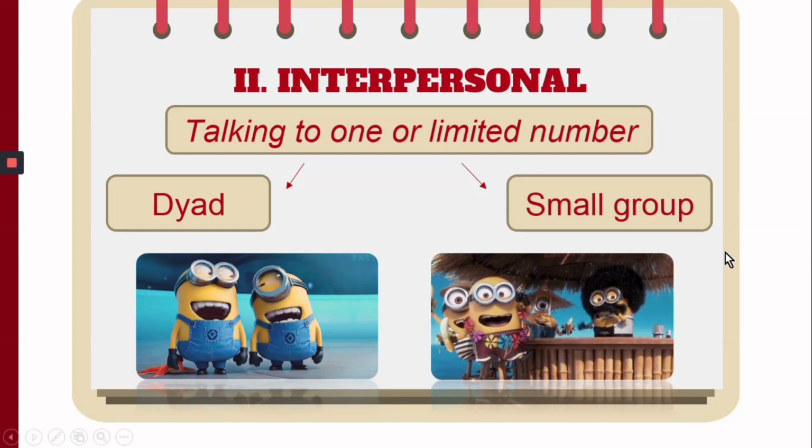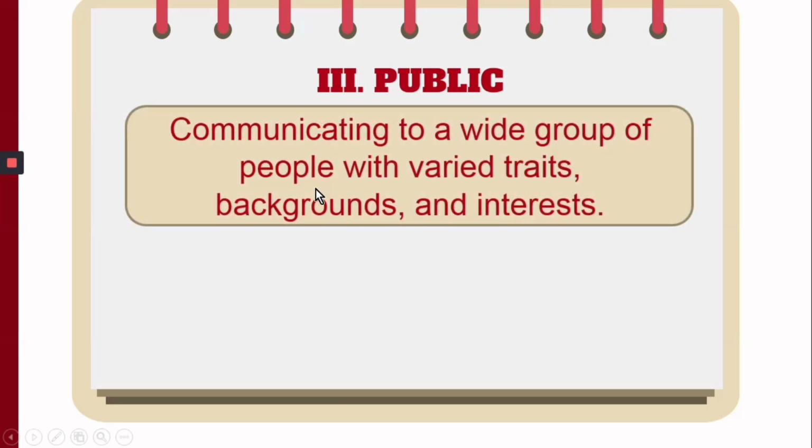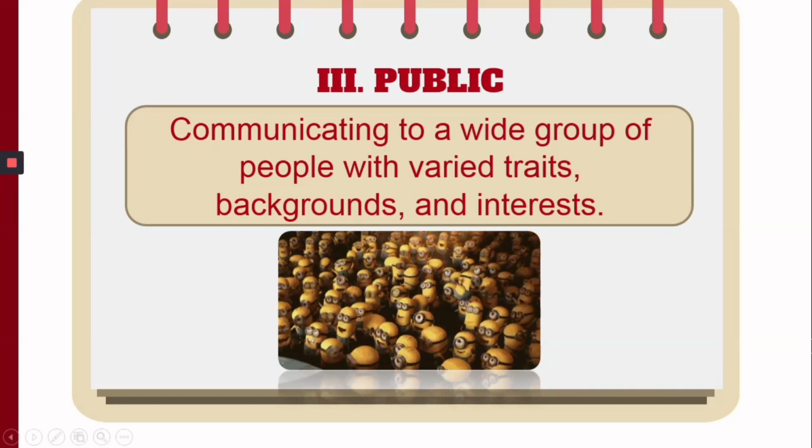The third type of communication is public communication. This type of communication involves a wide group of people with varied traits, backgrounds, interests, and persuasions. Therefore, it requires a lot of background explanation in expressing your ideas.